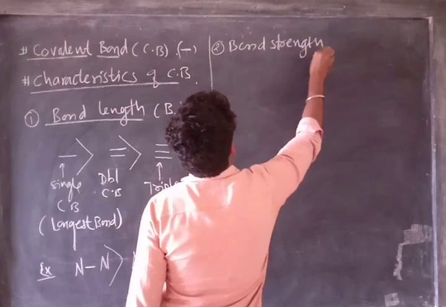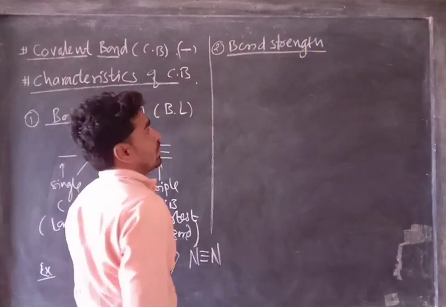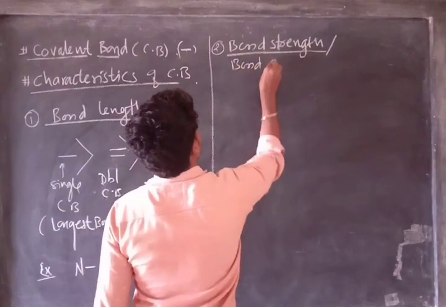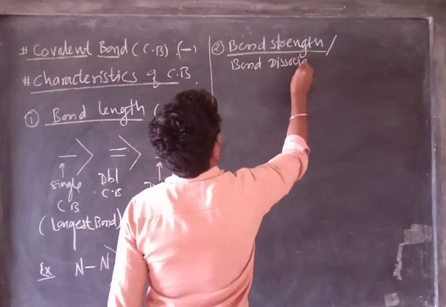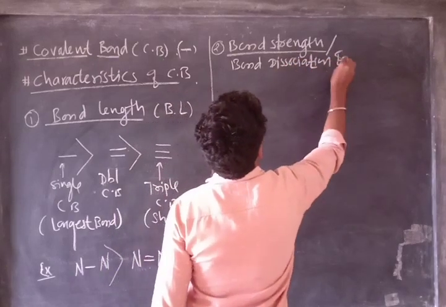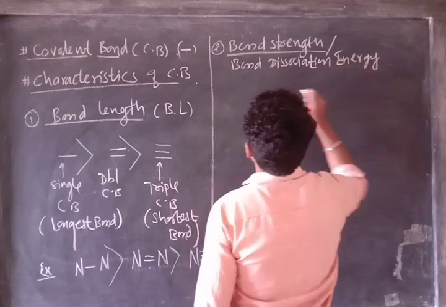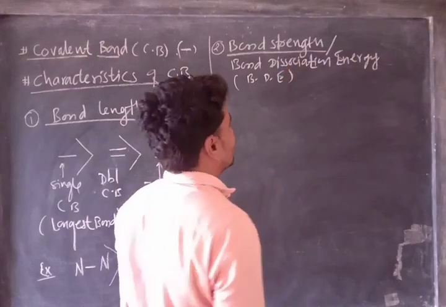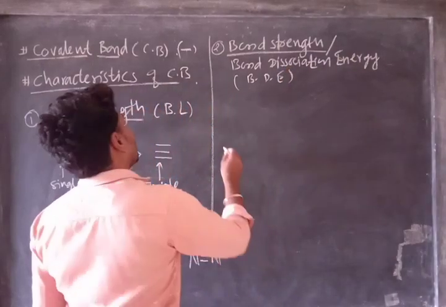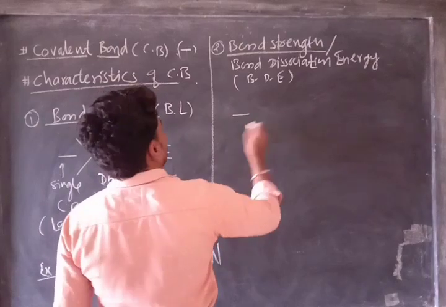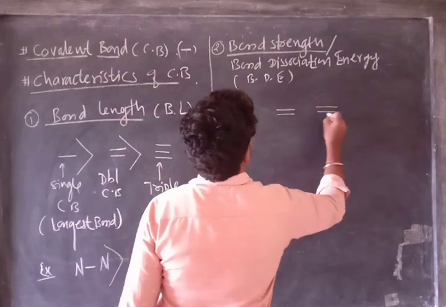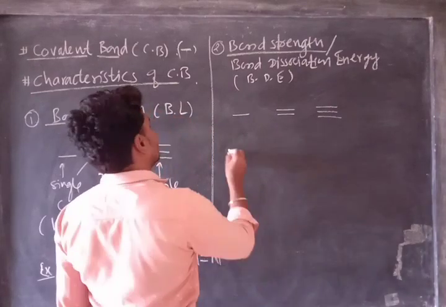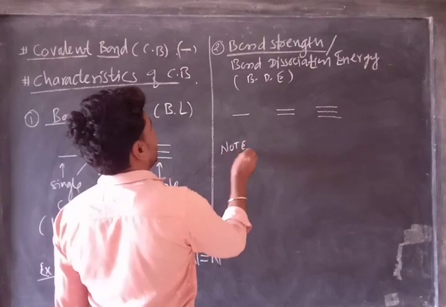Bond strength, we can simply say, is also called bond dissociation energy. Bond dissociation energy, it is a very long word, BDE, bond dissociation energy. Now, according to the concept, here is a single covalent bond, here is a double covalent bond, and here is a triple covalent bond. So, here is a very important note I will write down.